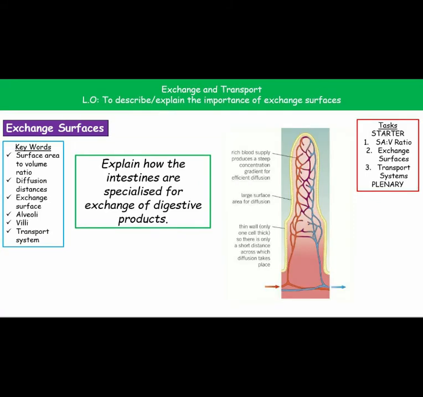The second region we're going to look at as an exchange surface are the intestines. So I've given you a picture that will hopefully help you out with this, but what I want you to do is, in your books, explain how the intestines are specialised for exchange of our digestive products. So I'll give you a couple of minutes to have a go.